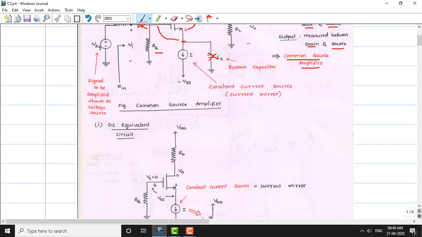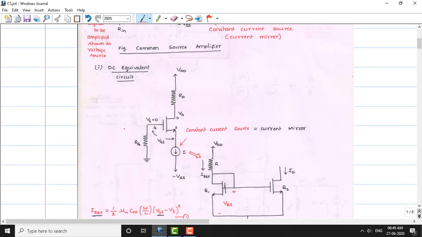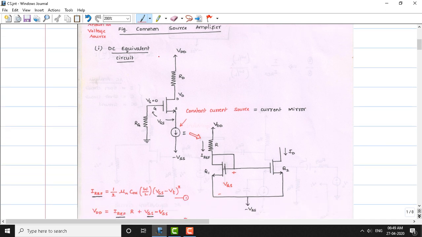So therefore, the DC equivalent circuit looks like this. Now we will just analyze the DC equivalent circuit. What are the DC levels required to establish so that the MOSFET performs an amplifying action? We'll see that step by step.